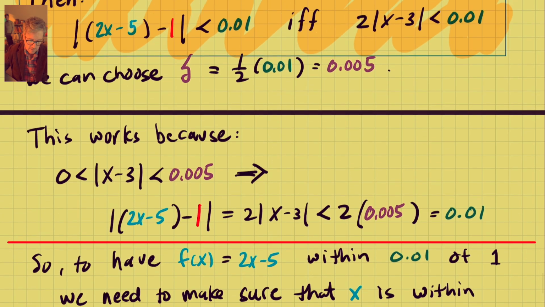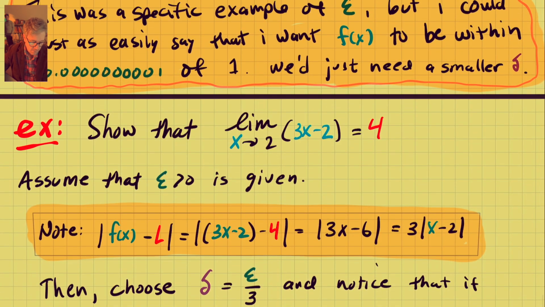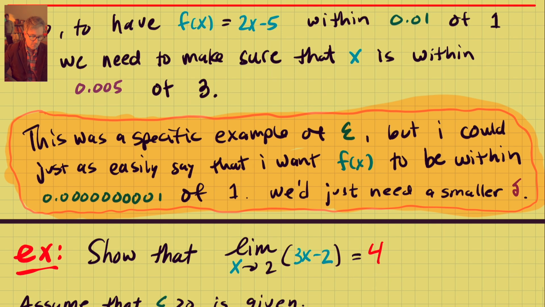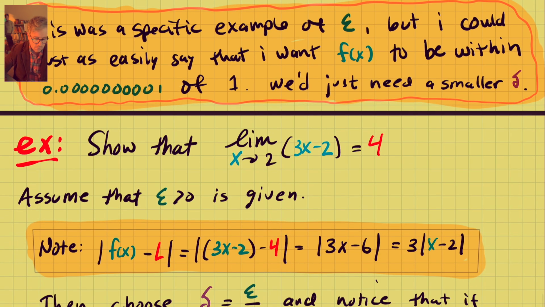Excellent. Okay, very good. All right, so let's take a look at a very similar example, but one where the epsilon is not specific. We're going to test what I just said, that no matter how small you make that epsilon, it's still just epsilon over 2. Now this example won't be epsilon over 2 because it'll be a different function, but let's take a look at it. Let's see how it works.